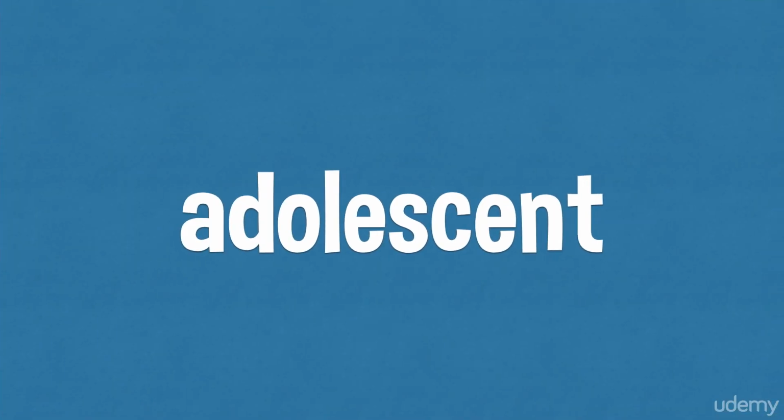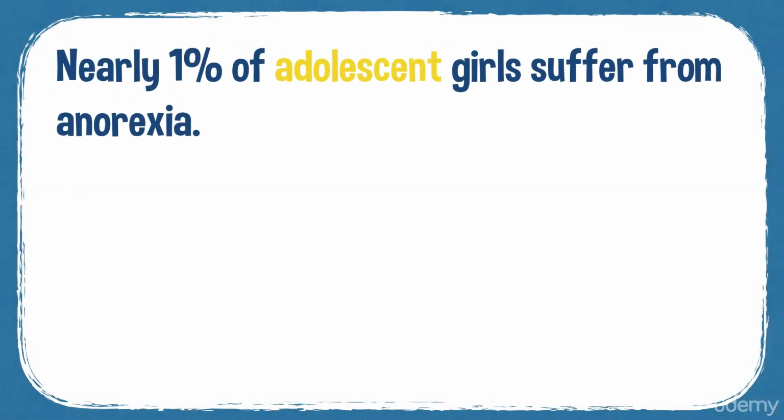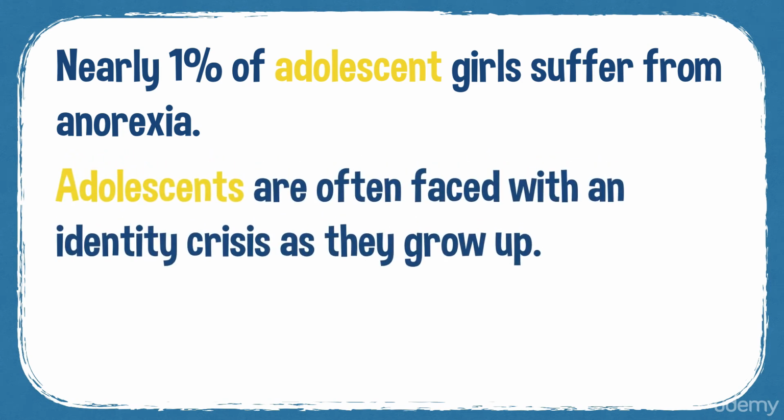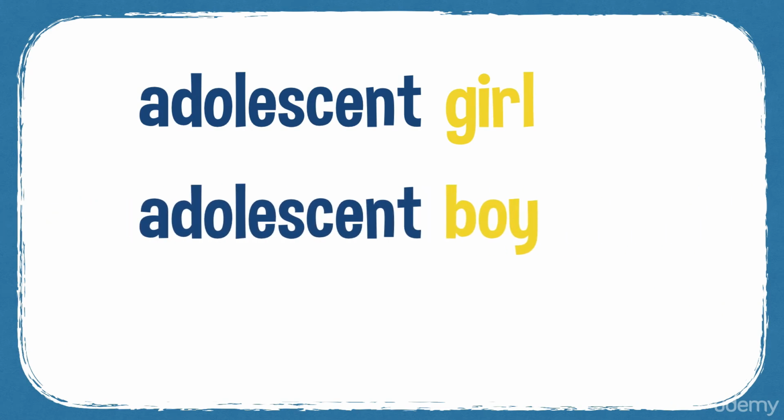Adolescent. An adolescent is used to describe young people who are no longer children but are not yet adults. So for example, here are some adolescents in Oslo in Norway. Teenagers, basically. Nearly 1% of adolescent girls suffer from anorexia. Adolescents are often faced with an identity crisis as they grow up. And the city had a high rate of adolescent pregnancy. So you can have an adolescent girl, adolescent boy.